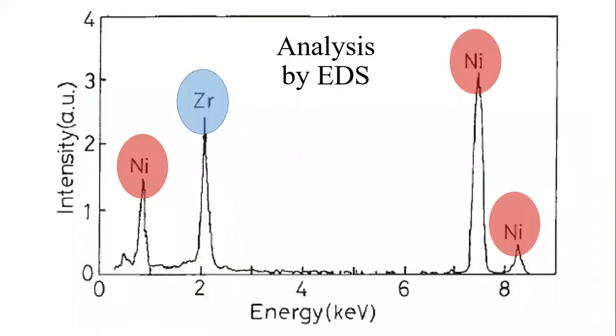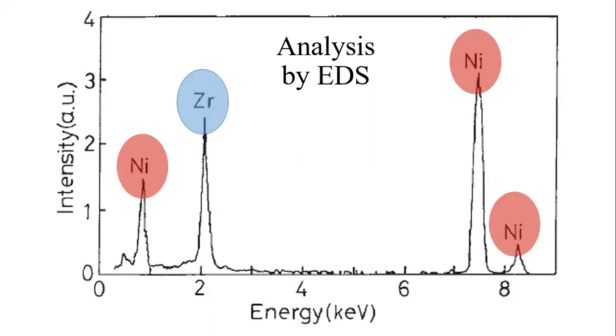Here we have an analysis by EDS, the Energy Dispersive X-ray Spectrometer. This is used to analyze characteristic X-ray spectra by measuring the energies of the X-rays. In a few words, this technique will let you know of which elements your specimen is made. In this case, it was a sample that was made of nickel and zirconium.